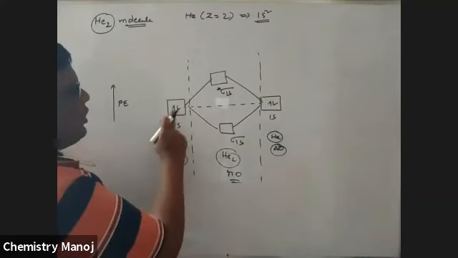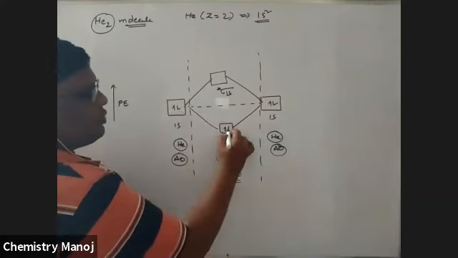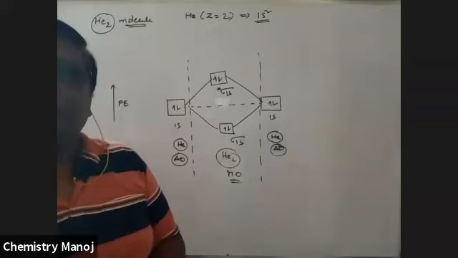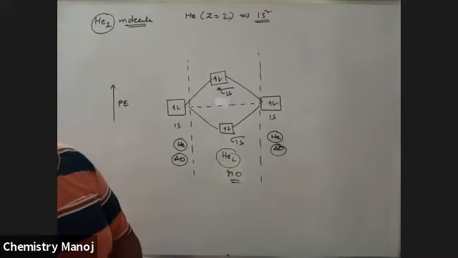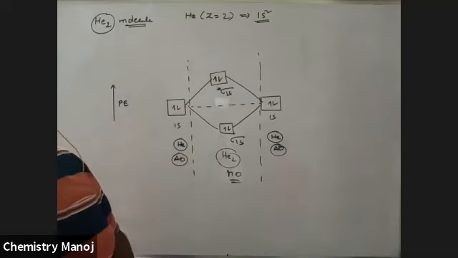Now distribute these electrons. 2 plus 2, 4. 1, 2, 3, 4. Is this paramagnetic or diamagnetic, boys? Is this He2 molecule paramagnetic or diamagnetic? Yes, diamagnetic. There is no unpaired electron.